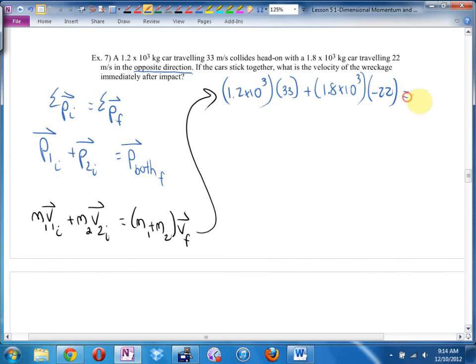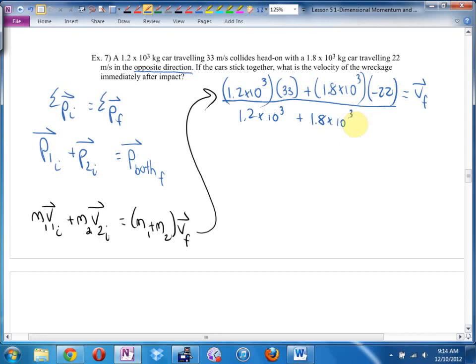That equals, you know what? V final. How would I get the V final by itself? I think I would divide by both masses, yes? So I'm going to do that right now. Divided by 1.2 times 10 to the 3 plus 1.8 times 10 to the 3.